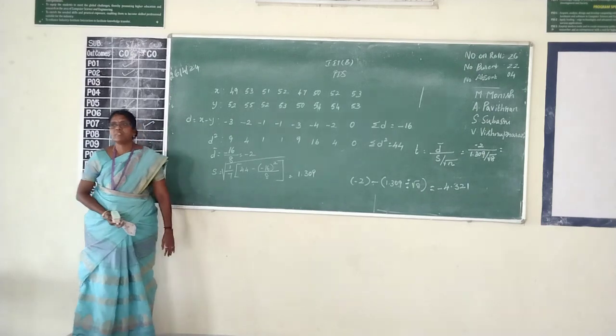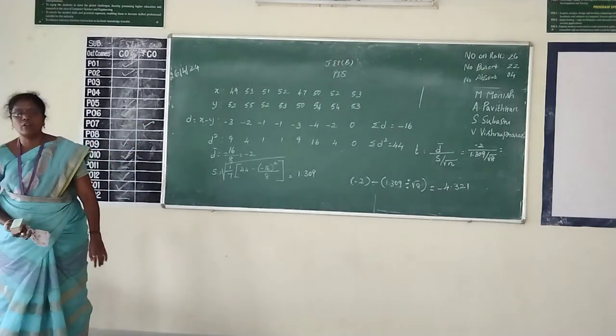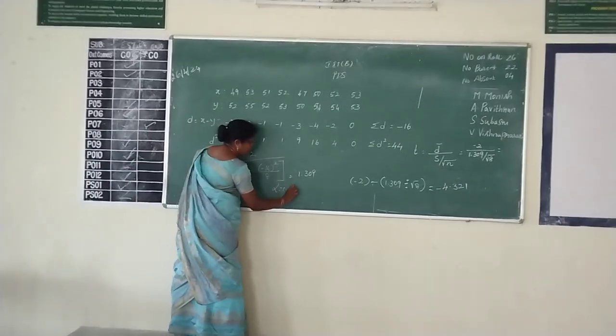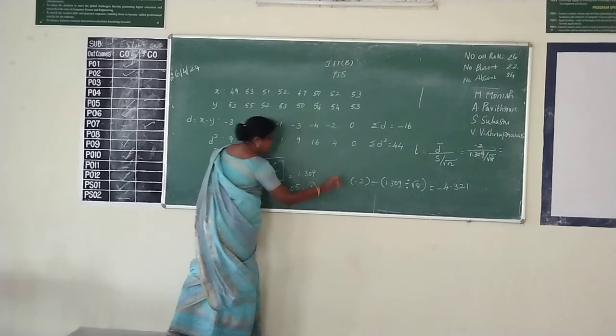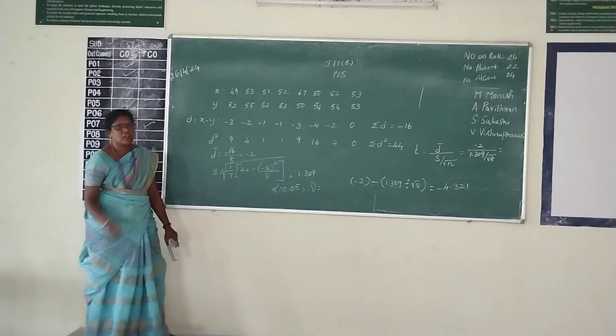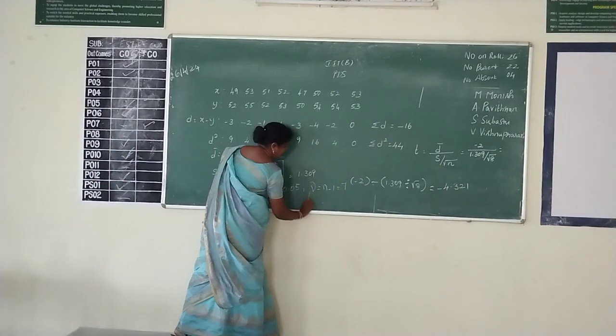What is the next step you have to decide? Alpha and degrees of freedom. Alpha equal to 0.05. Degrees of freedom: what is the formula? n minus 1, because there is only one set of samples. Get your table value.